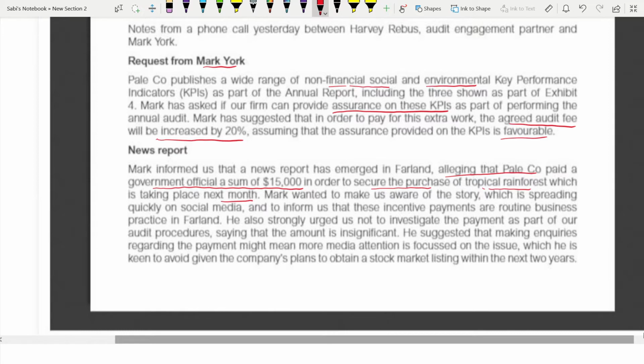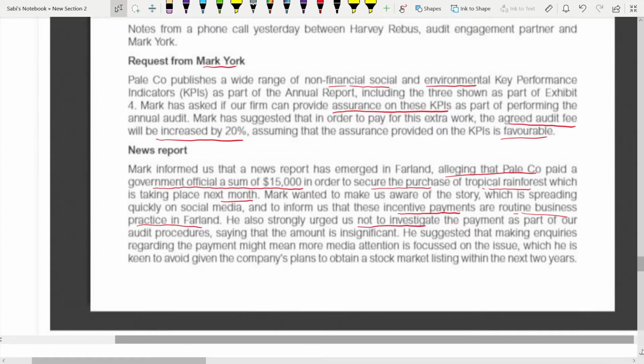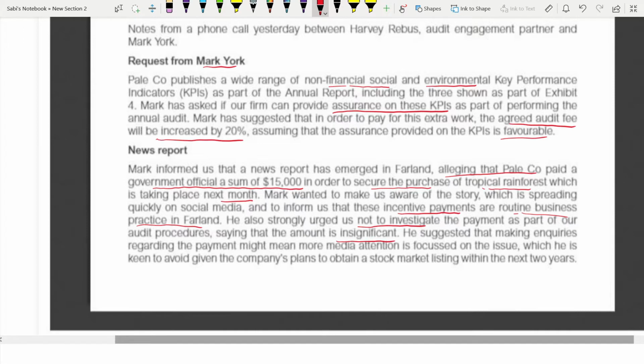Mark wanted to make us aware of the story, which is spreading quickly on social media, and to inform us that these incentive payments are routine business practice in Farland. He also strongly urged us not to investigate the payment as part of our audit procedure. So he's telling us not to investigate. This is again an ethical issue, saying that the amount is insignificant. He suggested that making inquiries regarding the payment might mean more media attention is focused on the issue, which he is keen to avoid given that the company plans to obtain a stock market listing within the next 2 years. So he just wants to obtain the listing within the next 2 years. That's why he wants to hide these things.